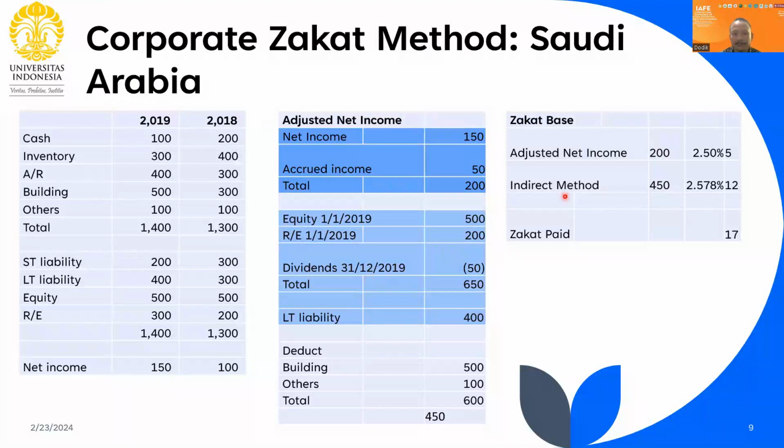For example, there is net income and upward income totaling 200, and equity at the beginning of the year, and dividend, totaling 650. So the zakat base is 200 from this, multiplied by 2.5% is 5. And for the indirect method, we got 450. The total here is 400, deduct building and others, and the total is 450, multiplied by 2.578%, because it is not on a lunar basis, so the rate is different. So the zakat paid is 17.